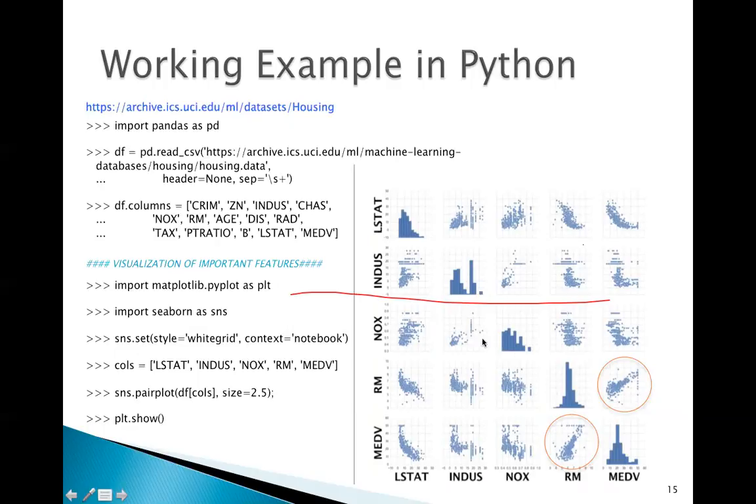Please don't refer to the diagonal. The diagonal is not the scatter plot. I'm just referring to the off-diagonal diagrams, only the off-diagonal ones.